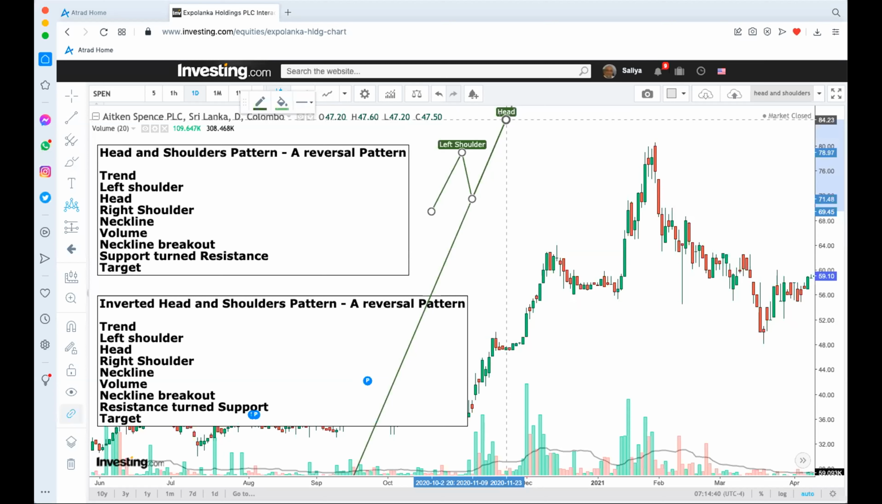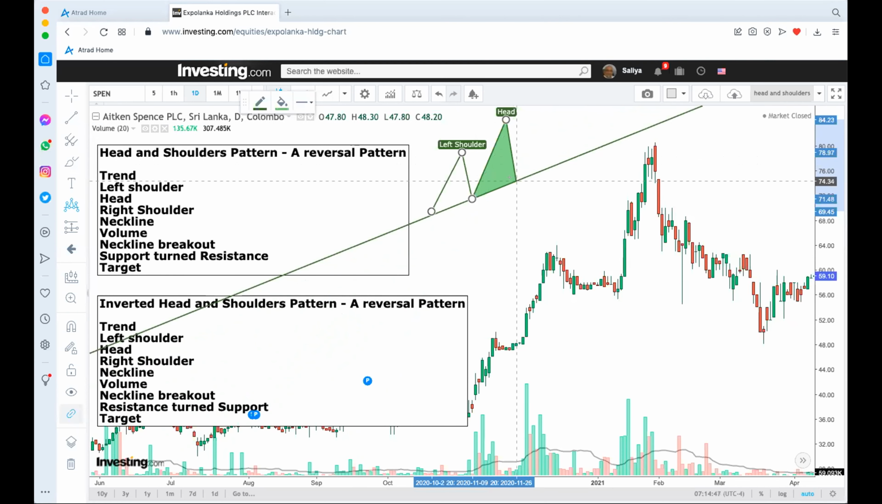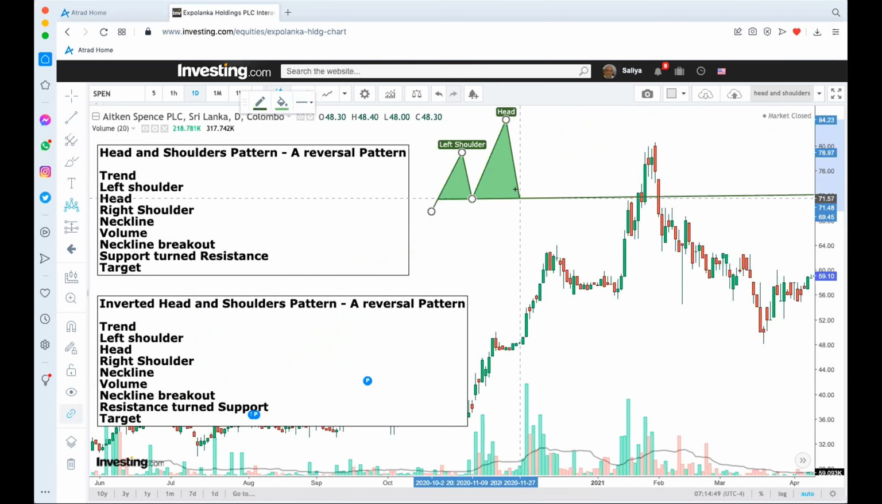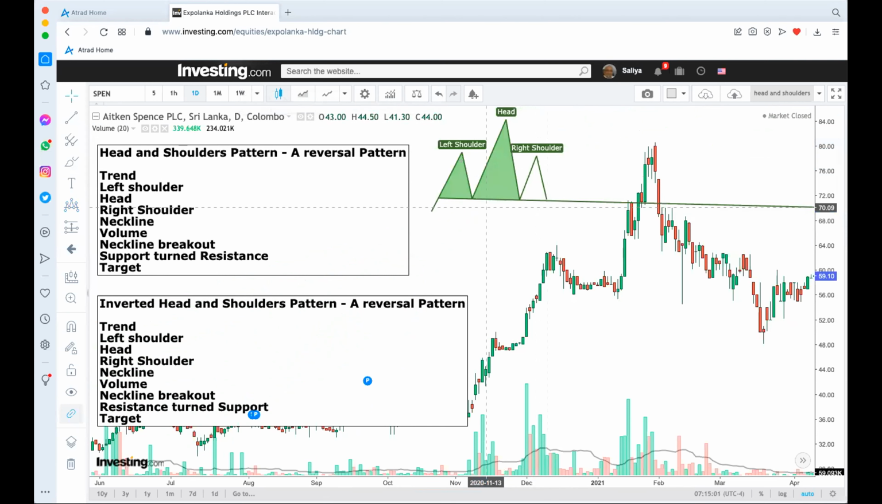Then the head is formed. At the same time, you will see the neckline is also created. Then you come down, click on the next swing low. Then you go up, click on the next swing high, then come down. This is how you make use of the tool to draw the head and shoulder pattern.